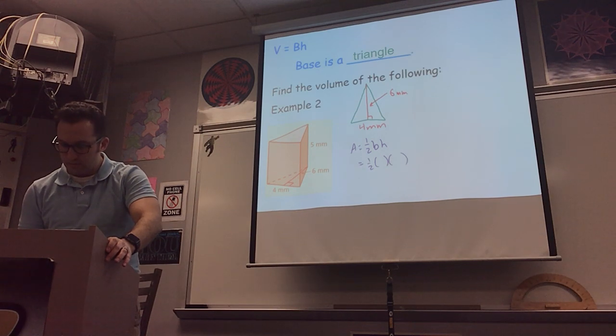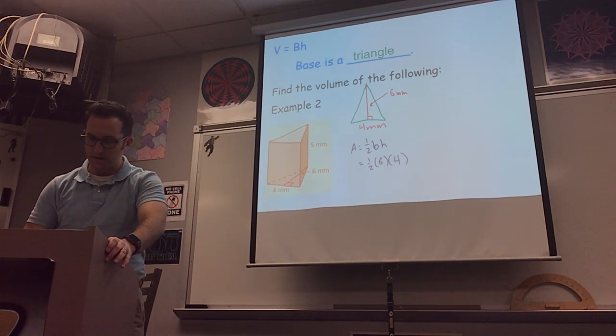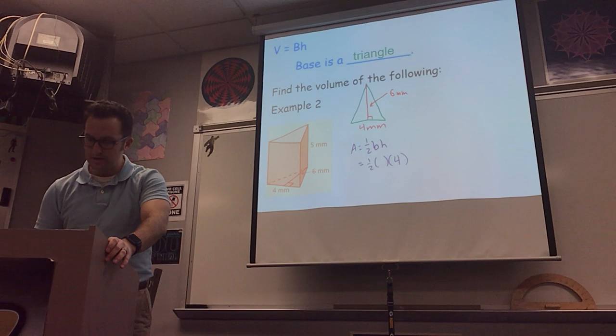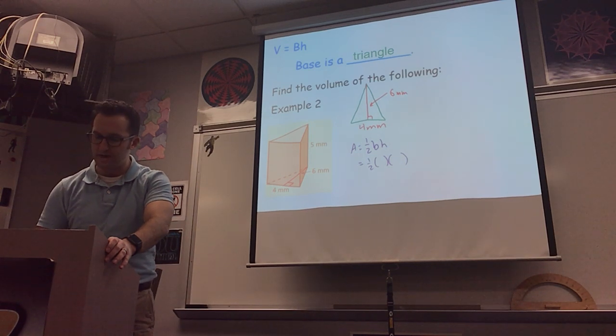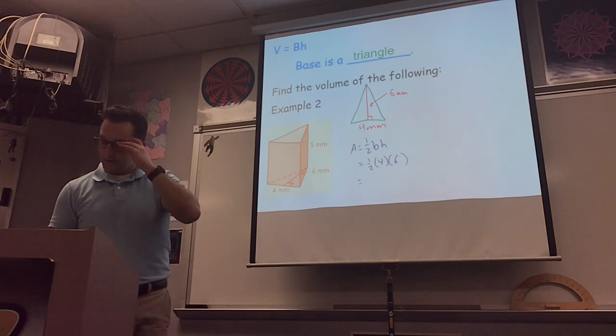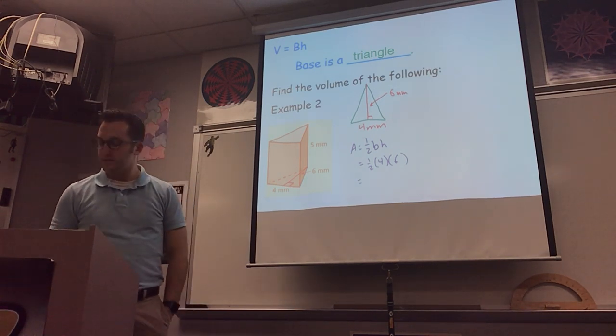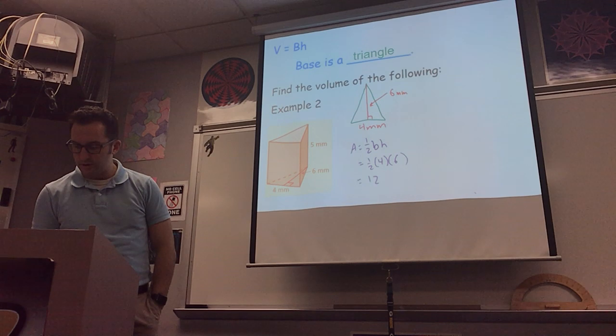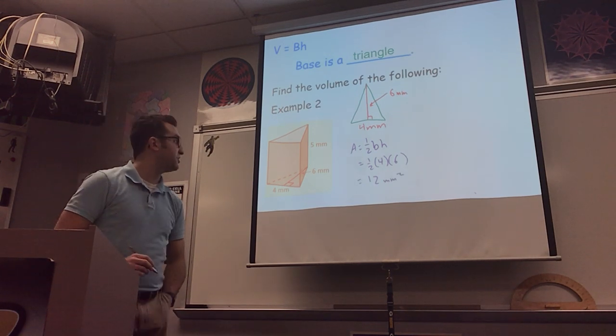It's not gonna work. So 1/2 what times what? 6 times 4. Because here's the deal. Actually, it's 4 times 6. But does that really matter in the grand scheme of math? No, but I want to make sure it looks right for the video. Half of 4 is 2, times 6 is 12 millimeters squared. Now what do I do with that value?